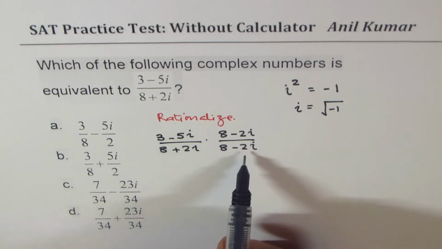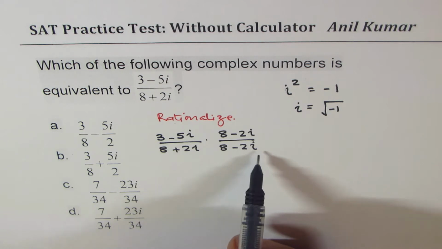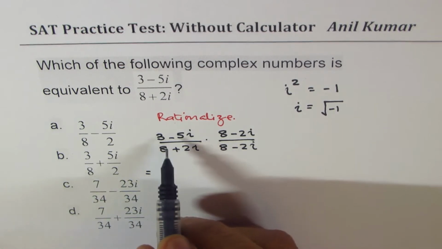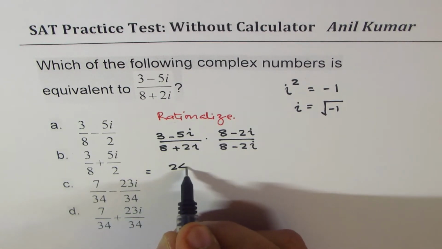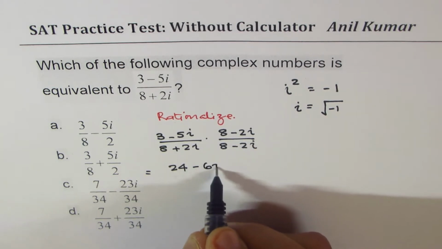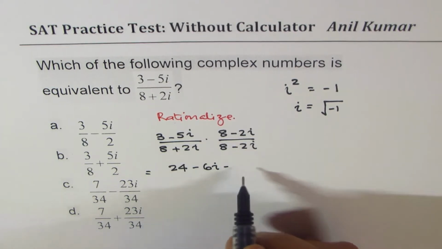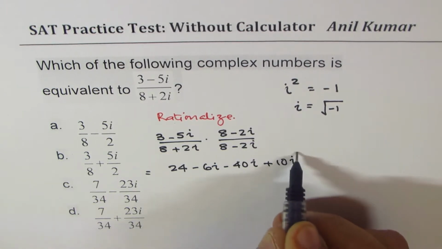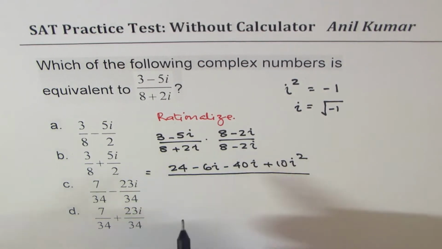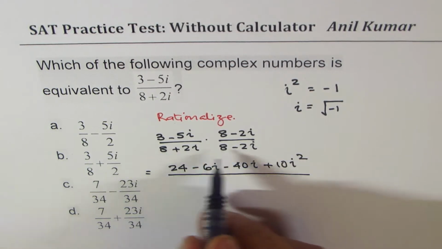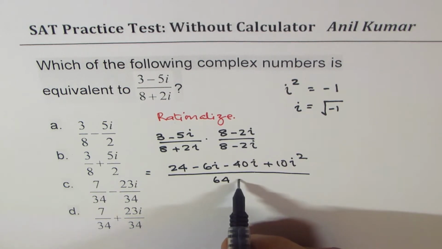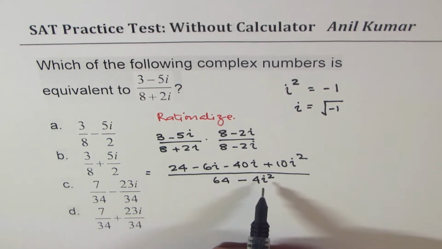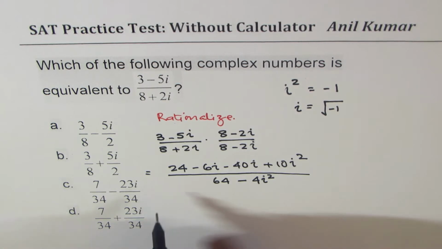Now when you do the square of the bottom, you get a square minus b square. However, the square of i is negative, so it becomes positive, correct? Anyway, we will do it in complete detail. 3 times 8 is 24. 3 times minus 2i is minus 6i. Then we'll multiply by 5: minus 40i, and plus 10i square. In the denominator we get a square minus b square. A square is 8 times 8, 64, minus b square, which is 4i square. As you know, i square is negative, so this will become positive, right?